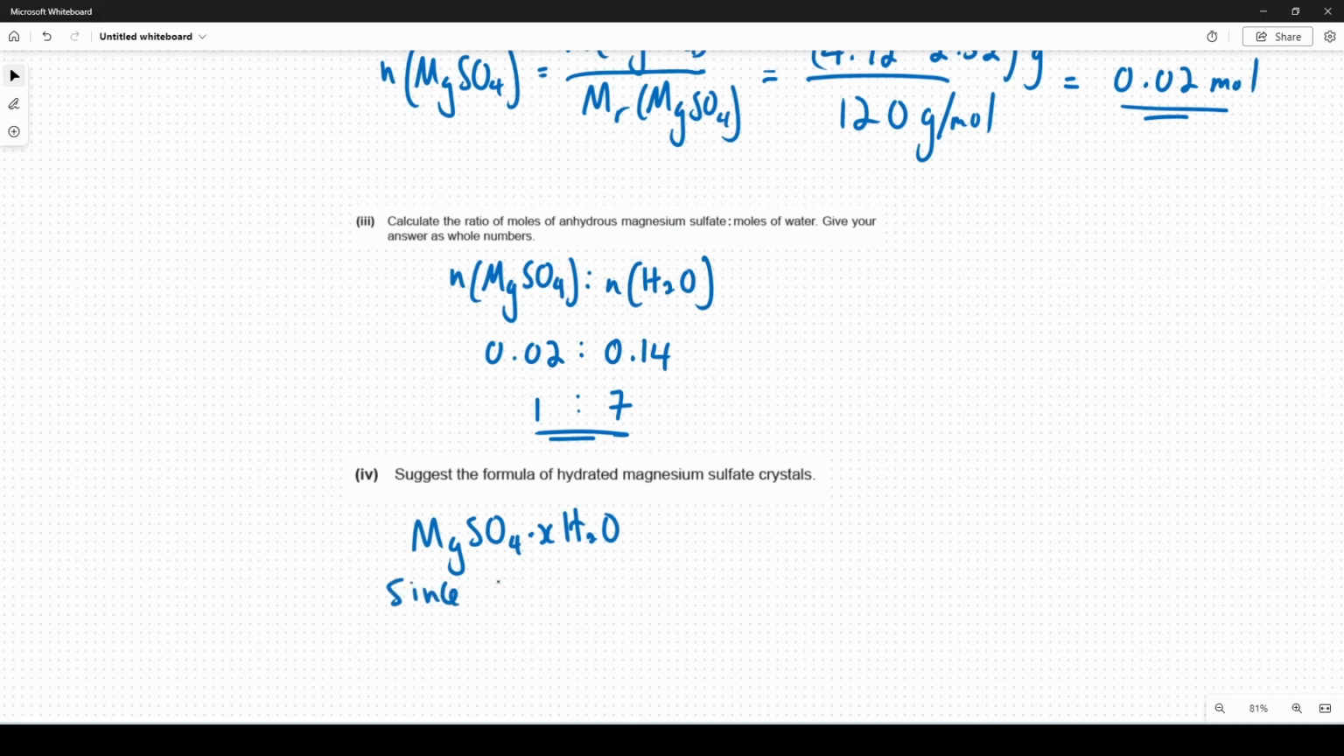So since X is 7, the formula should be MgSO4·7H2O.